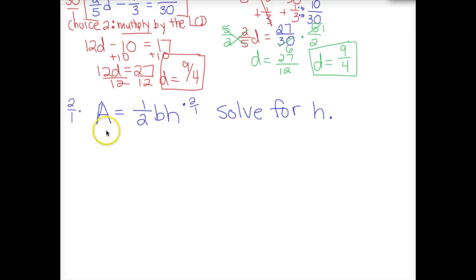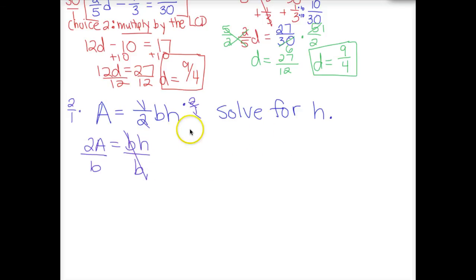So I multiply by 2 over 1 on both sides. That gives me 2A on the left. The 1/2 and the 2 over 1 cancel, so I've got BH on the right side. Again, I'm trying to solve for H, which means I now need to get rid of B. Remember, when no operation is written, it's understood to be multiplication. So I'm going to undo that multiply by B by dividing by B.